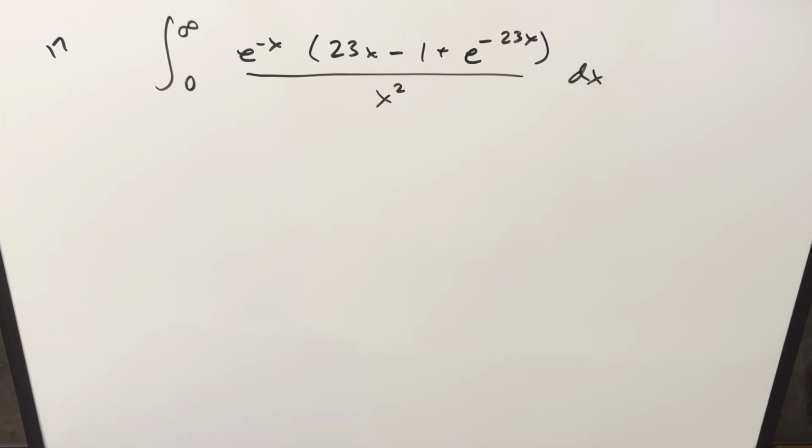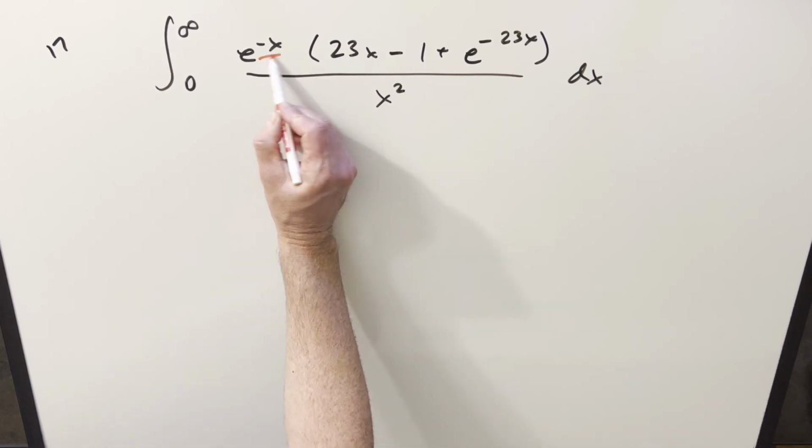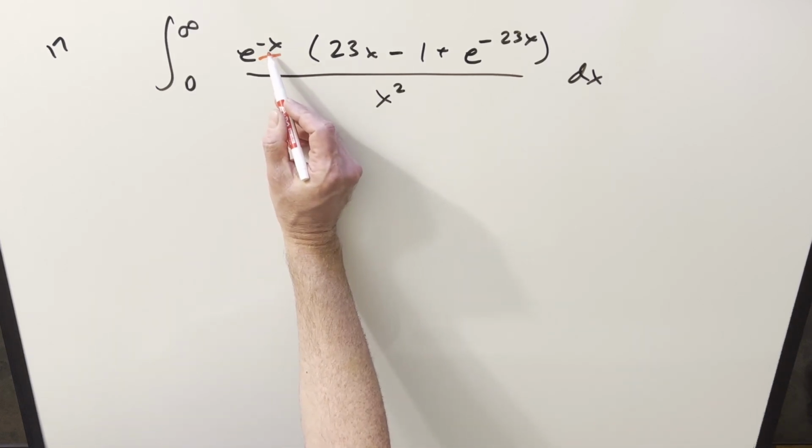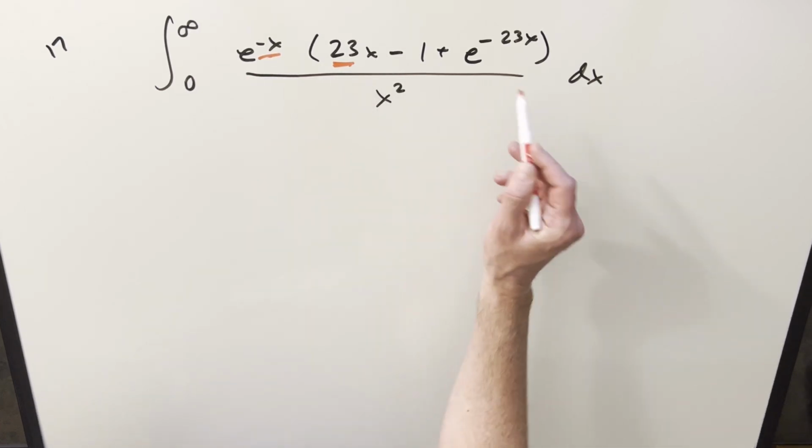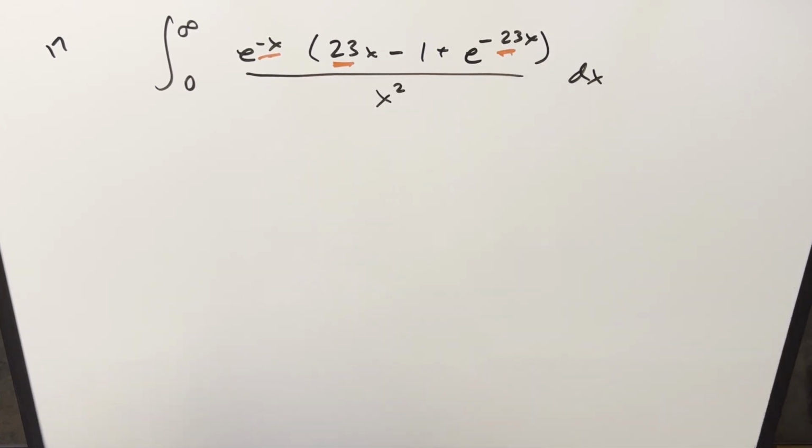suggestions in the comments. For this one, I had a suggestion from Samir that we still use Feynman's trick on this, but we do it parameterizing it in a different way. In the first video, what I did is I created a parameter on the e to the minus x. What he did instead, which is really interesting, is he made a parameter on this 23.